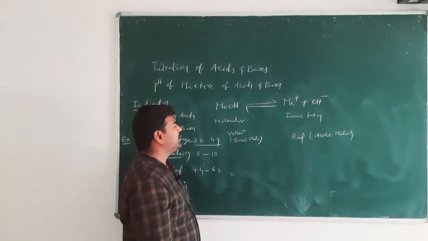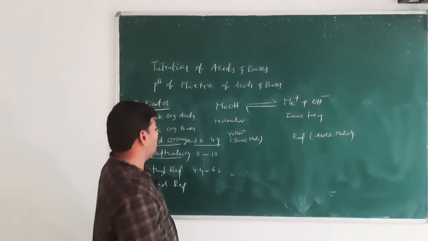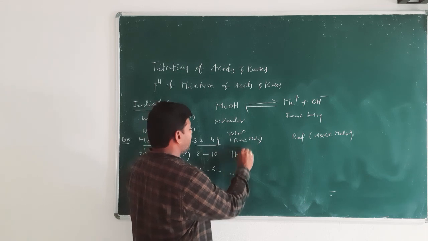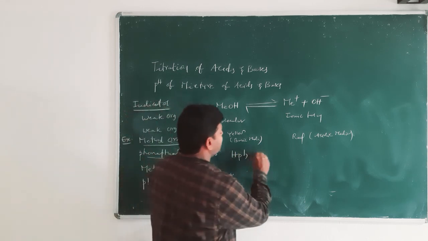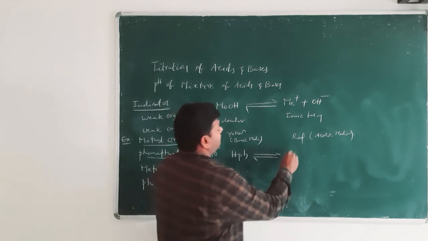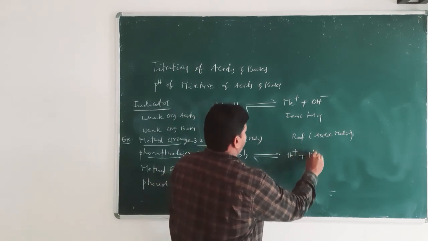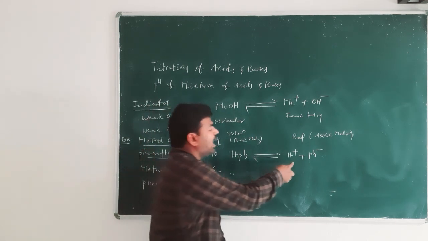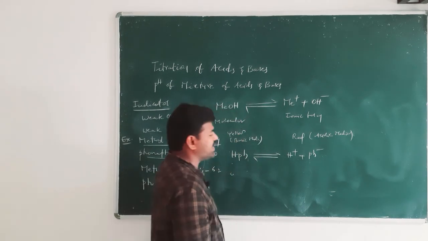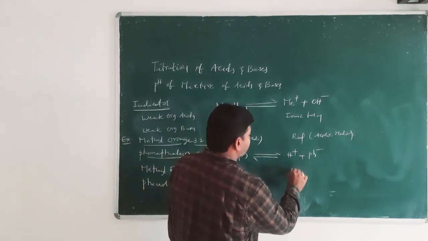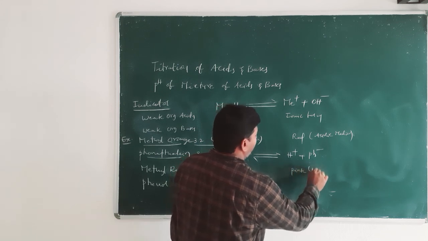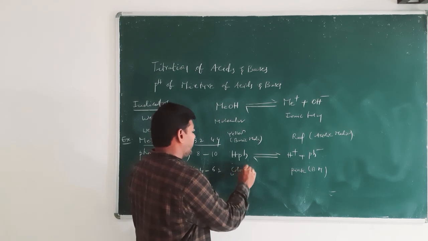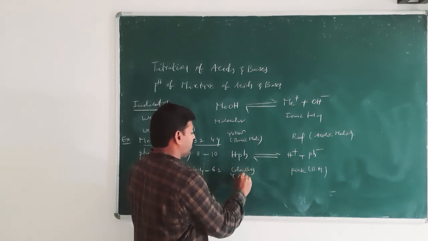And another indicator is phenolphthalein indicator. Phenolphthalein is denoted by HPh, and there exists equilibrium between H plus and Ph minus ions. Okay, and this is the molecular form and this is the ionic form, and the ionic form is pink in color in basic medium, and colorless in acidic medium.